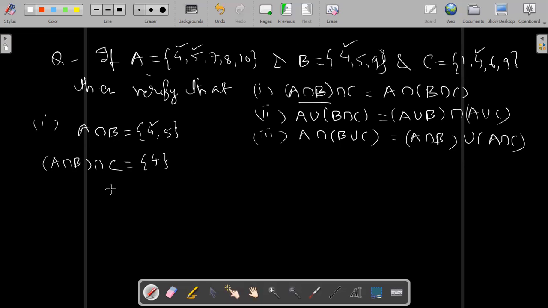Okay. For finding right hand side, for this first equation, first you will find B intersection C. What are the common elements between B and C? 4 is there. Okay.